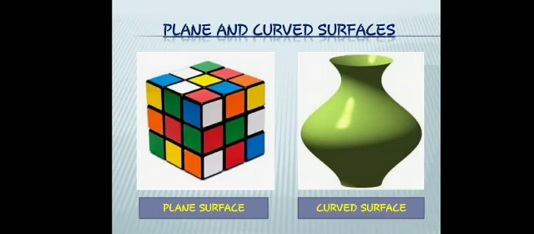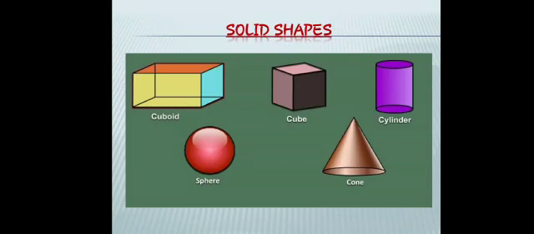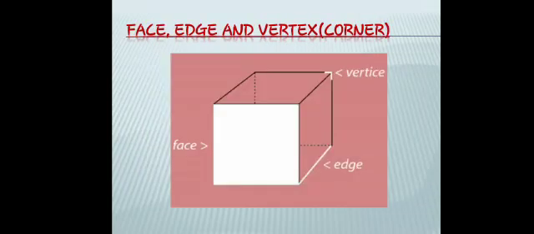It has curved surface. Now let us learn about some solid shapes which are cuboid, cube, cylinder, sphere and cone. Let us understand their characteristics. Before going through the characteristics of these solid shapes, let us understand what is the face, edge and vertex. Face is the outer part which you can see. The line where two faces meet is called the edge, and vertex is the corner.